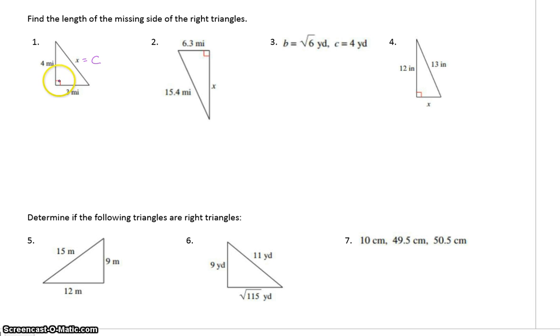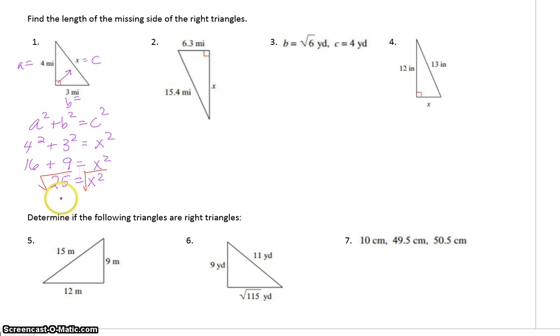After you know that C is across from the right angle, it's the hypotenuse, A and B do not matter. You can make this one A and this one B, or vice versa. So if we plug into the formula, a squared plus b squared equals c squared, we get 4 squared plus 3 squared equals x squared. 4 squared is 16, 3 squared is 9, combine like terms, and we get 25 equals x squared. However, we don't want x squared, we want x, so to get rid of the square, we have to square root both sides, and we get x is equal to 5.